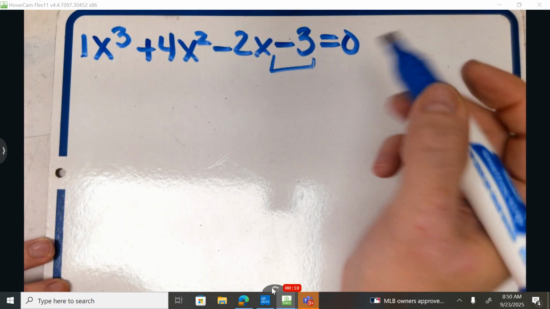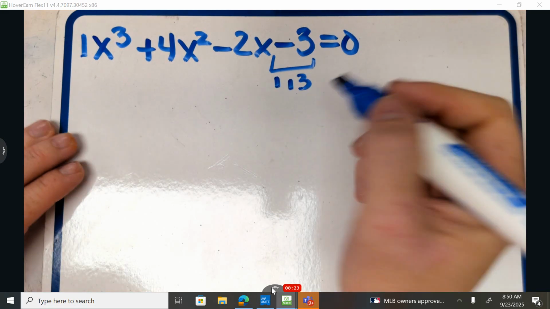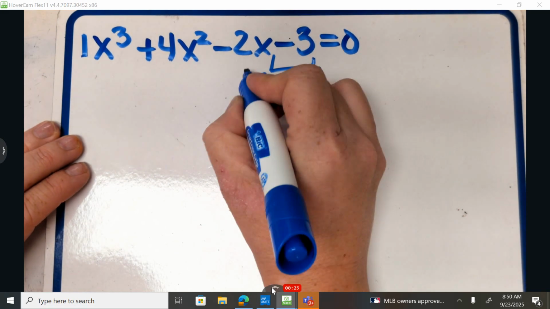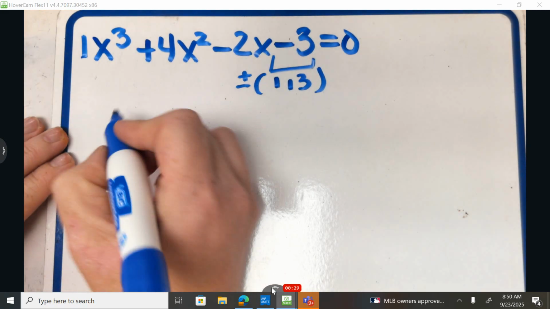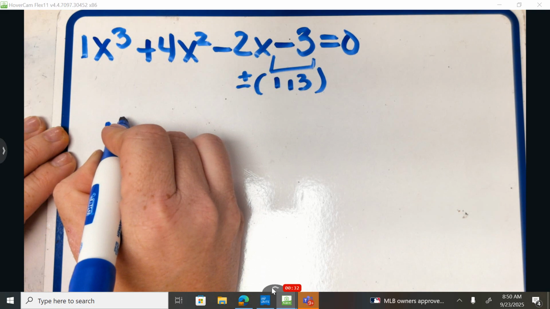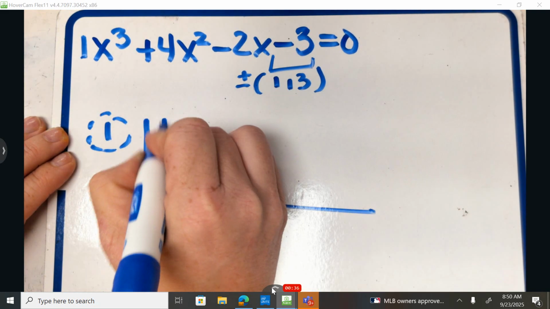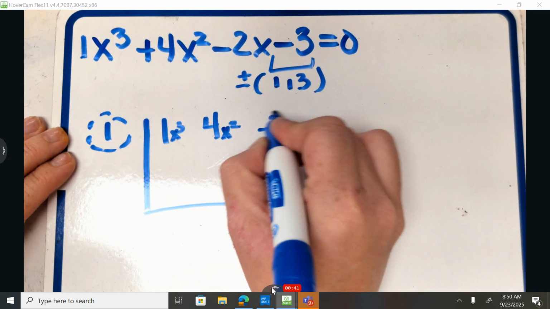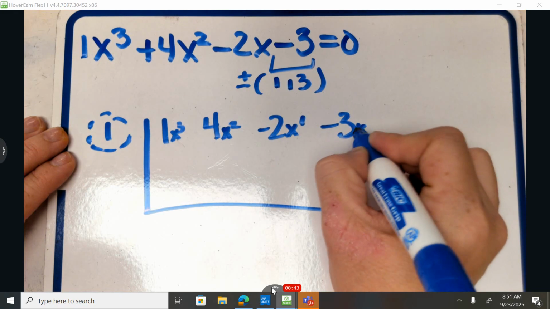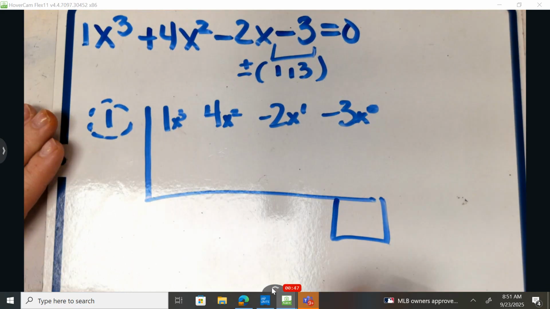We're going to start by listing all the factors of 3, 1 and 3. And so I need to test both positive 1 and negative 1 and positive 3 and negative 3 until one of them works. Let's start by testing positive 1. So I have 1x to the third, 4x squared, negative 2x to the first, and negative 3x to the 0. Everything's accounted for, 0, 1, 2, and 3. I know this works if I receive a 0.